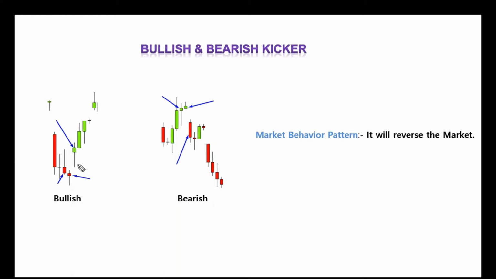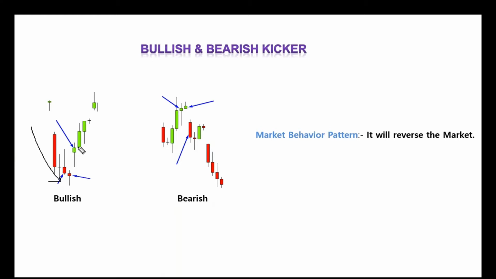So what is the pattern of this candlestick? The market will be in a downtrend, the first candle will be a bearish candle, and the second will also be a bearish candle but a little lower than the previous candle. The next candle should open above the price of the previous candle, and it should close and complete the body of the previous candle.